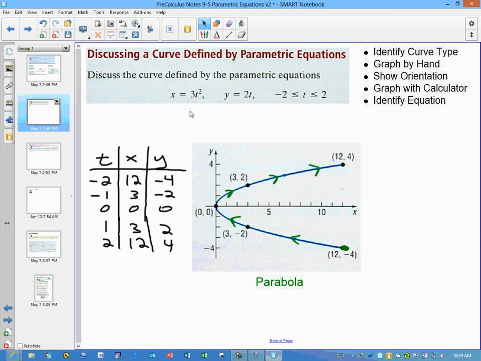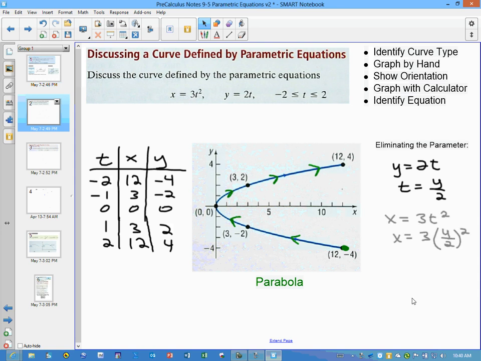So here we do have the freedom to choose which one of the two equations we want to solve for t, and I think this one is a lot easier to solve for t. So when eliminating the parameter, I'm going to start with y equals 2t, divide both sides by 2, I get t equals y over 2. So now I take the other equation, x equals 3t squared. Now instead of t, I'm going to substitute y over 2. And then I can clean it up a little bit, and there's our relationship between x and y.